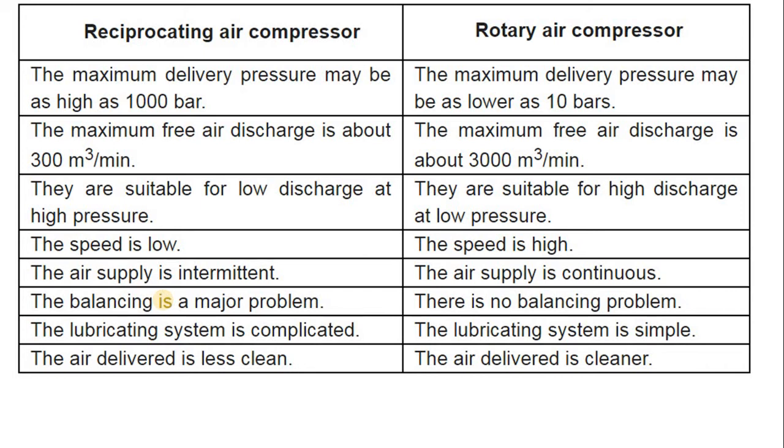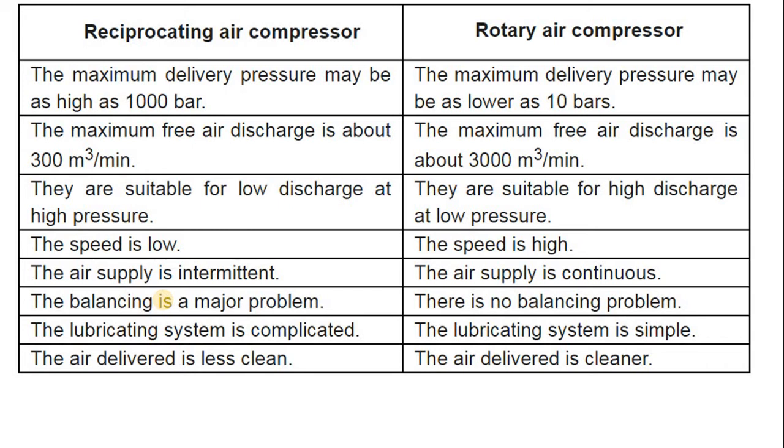So this is the main first difference between reciprocating air compressor and rotary air compressor. Generally, reciprocating air compressors are preferred for high pressure application, whereas rotary compressors are mostly preferred for maximum discharge conditions. The maximum delivery pressure in the case of the reciprocating air compressor may be as high as 1000 bar, but in the case of the rotary air compressor, the maximum delivery pressure may be as low as 10 bar.